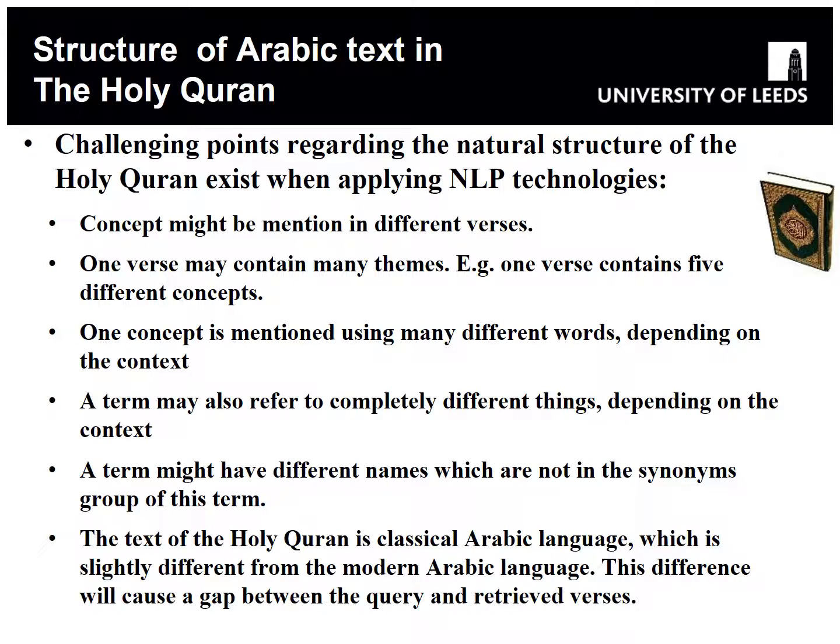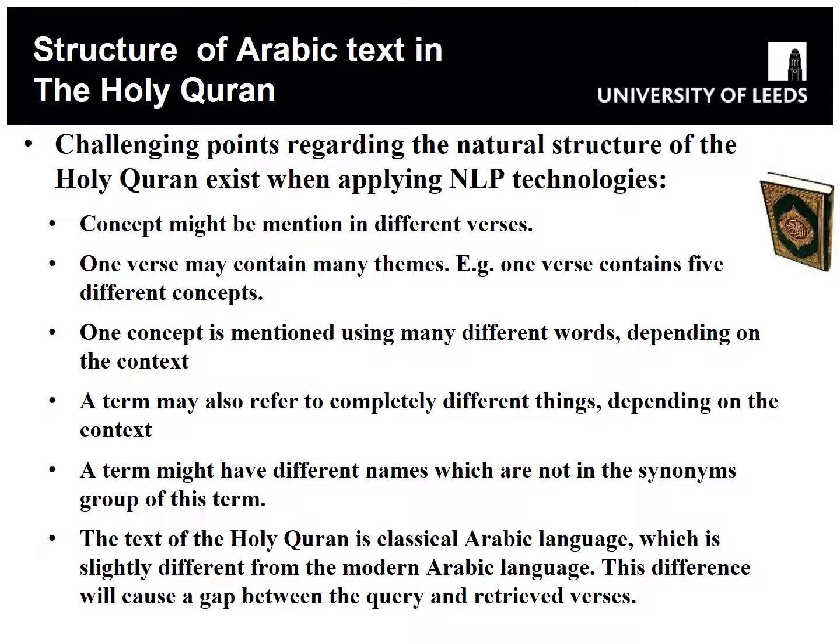The structure of Arabic text in the Holy Quran. There are many challenging points related to the natural structure of the Holy Quran when applying natural language technologies. The first point is that a concept might be mentioned in different verses, like hell or Nar. It's mentioned in many verses throughout the Quran. Second point, one verse may contain many concepts or themes. The other point, one concept is mentioned using many different words depending on the context.